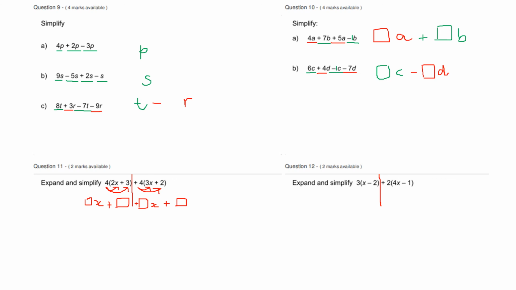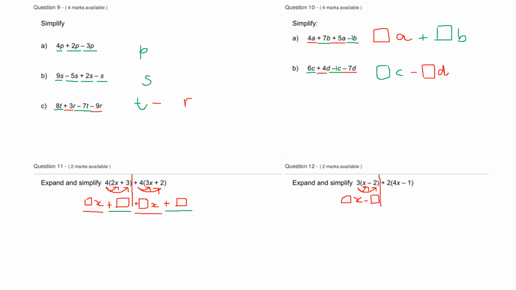So you're going to simplify your x's together. And you're going to simplify your plain numbers together. So you end up with something x plus a plain number. Same over here on question 12. You're going to ignore the right hand side for now. You're just going to do 3 times x. So you're going to end up with something x. You're going to do 3 times negative 2. So you're going to end up with negative whatever 3 times 2 is.